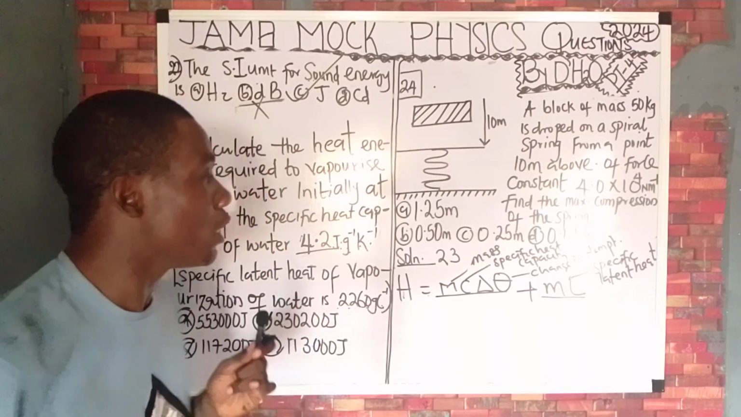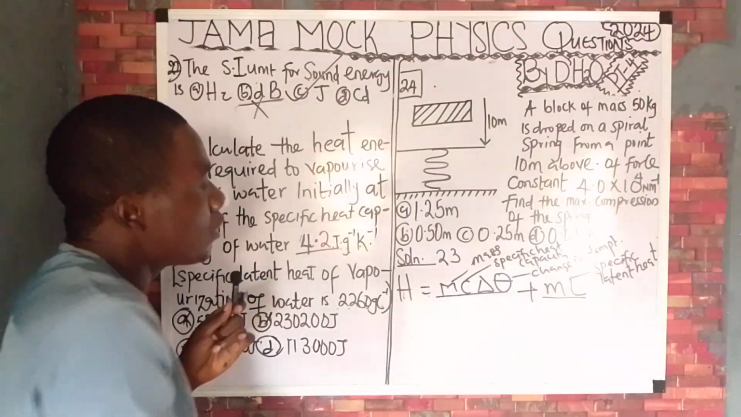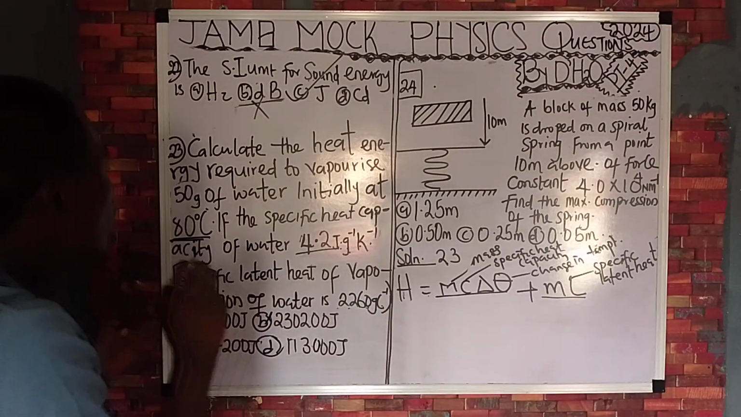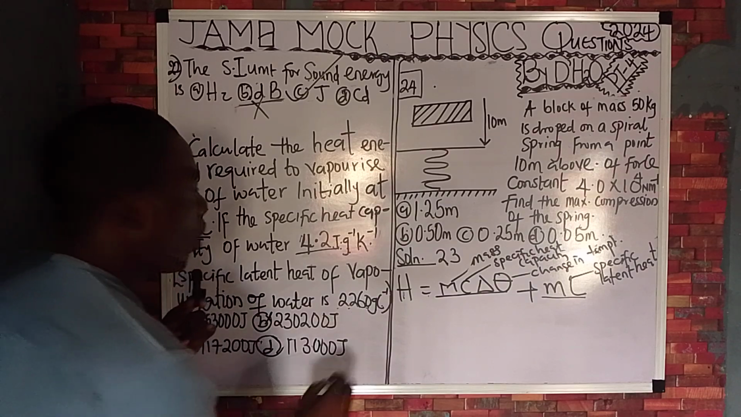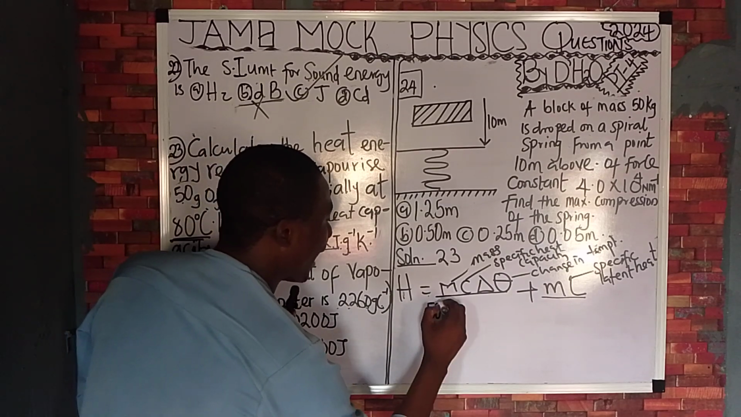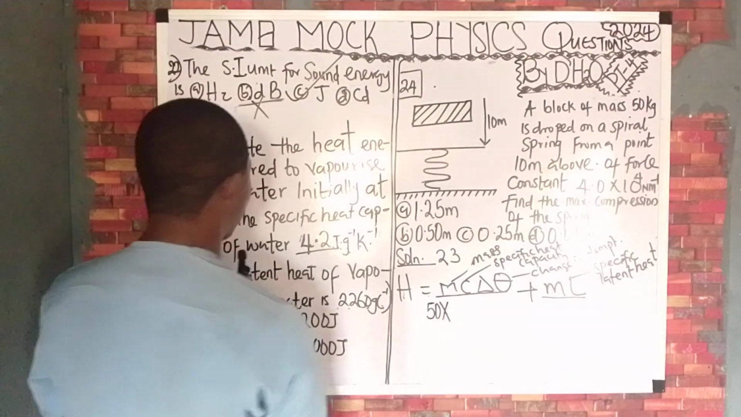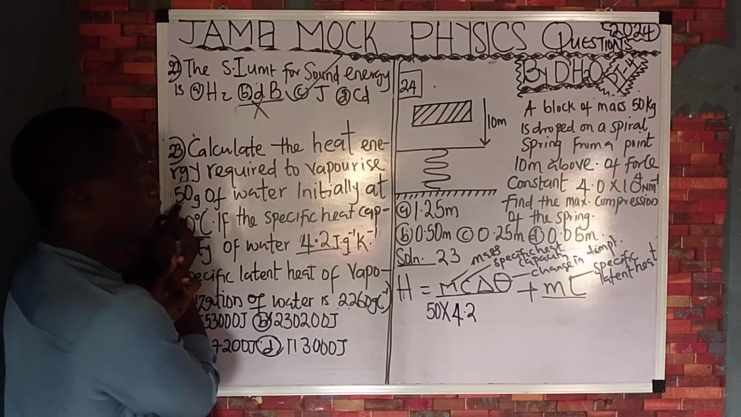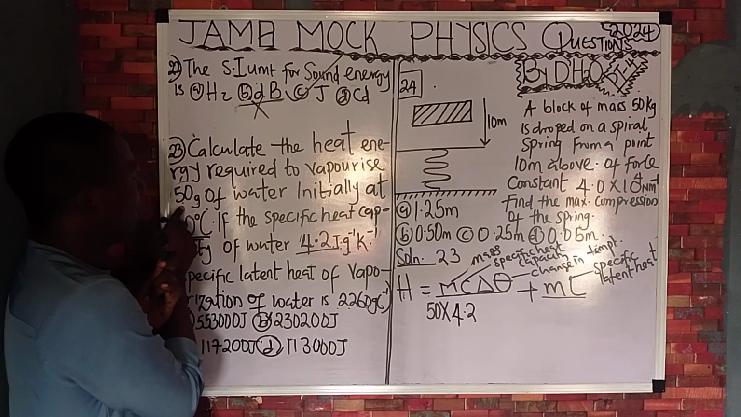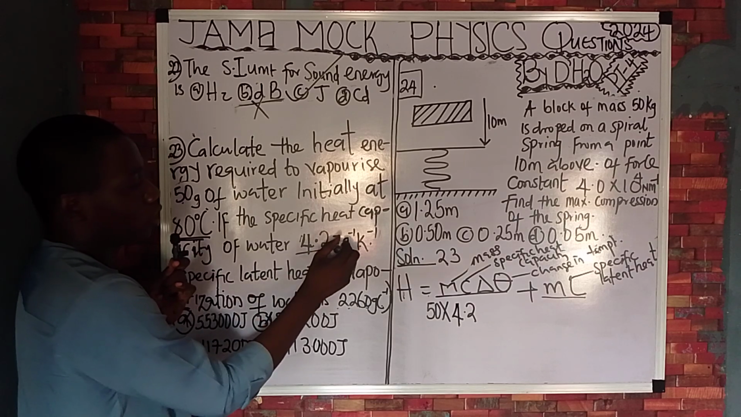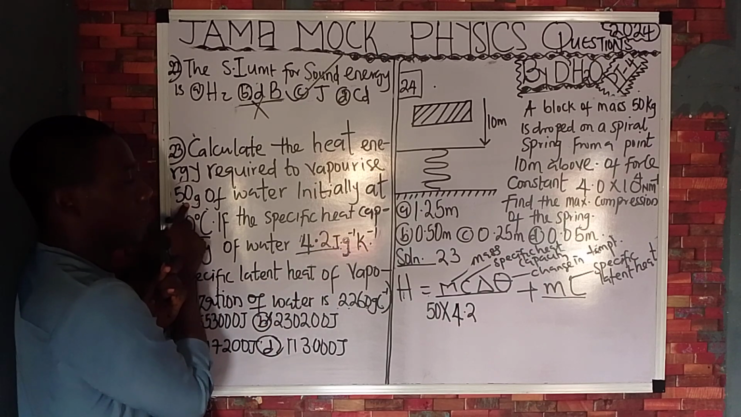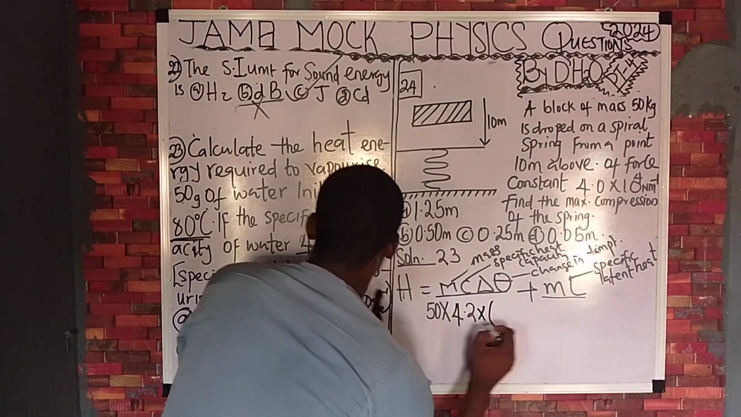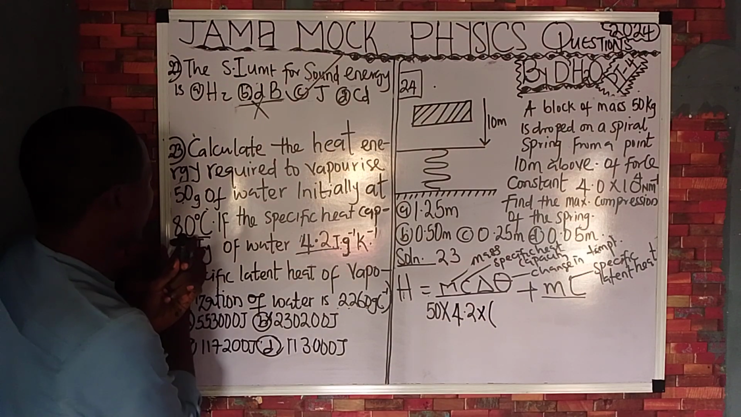So all we need to do is to take our parameters given, substitute into this formula and get our answer correctly. What is the mass of the water in the question? 50. So we have 50 times the specific heat capacity, which is 4.2. Remember, we were supposed to convert our mass from gram to kilogram, but we don't have to do that because the specific heat capacity is also given in grams. Whenever this one is in gram and this one is in gram, there's no need converting. So you have times the change in temperature. The temperature they gave us is 80 degrees Celsius.